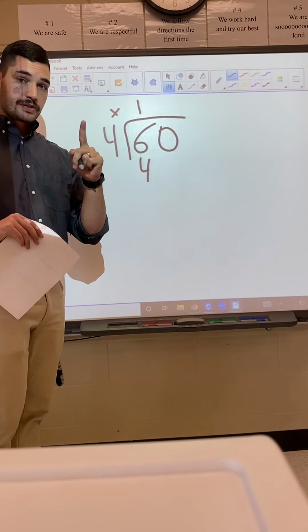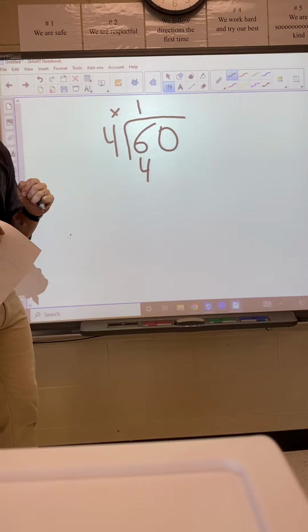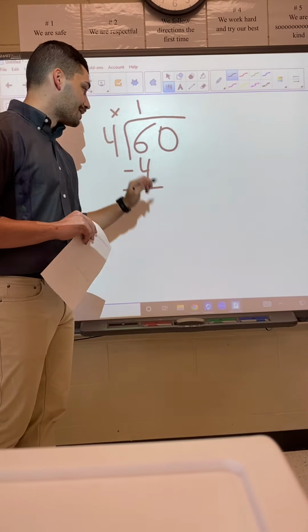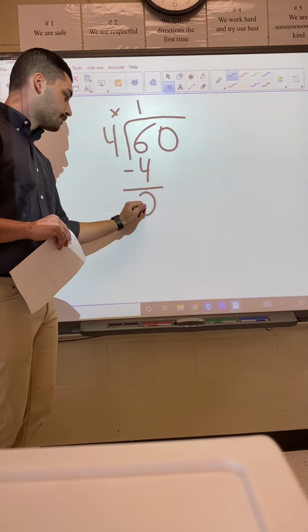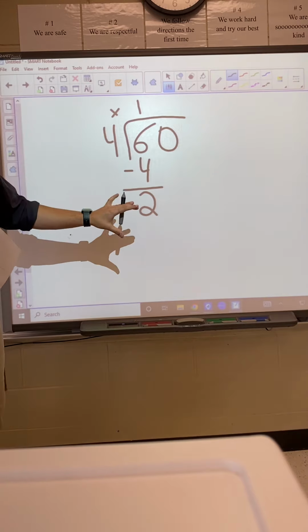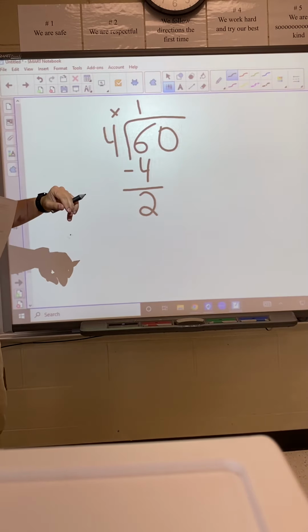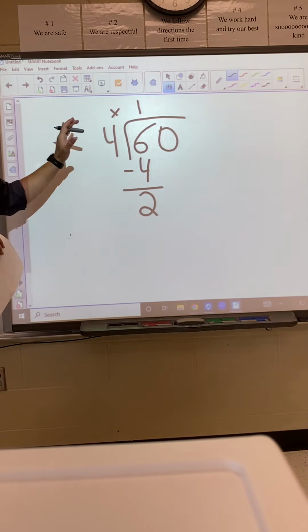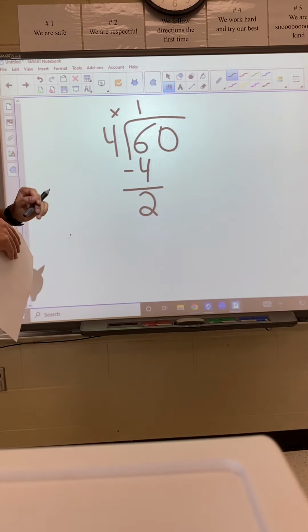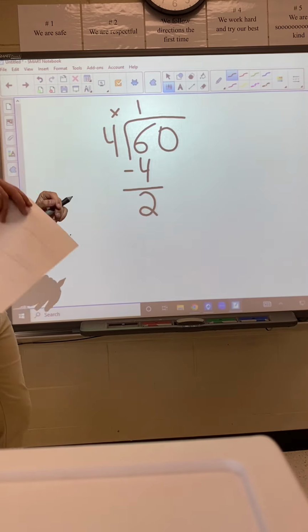So we've done our division step, our multiplication step, now we're doing our subtraction step. So now I'm thinking 6 minus 4, and that would get me 2. Can 4 fit inside of 2? I agree, it doesn't work. But what can we do? My 4 can't fit inside of 2, but there's something else that we can do. I agree, we bring down that 0.